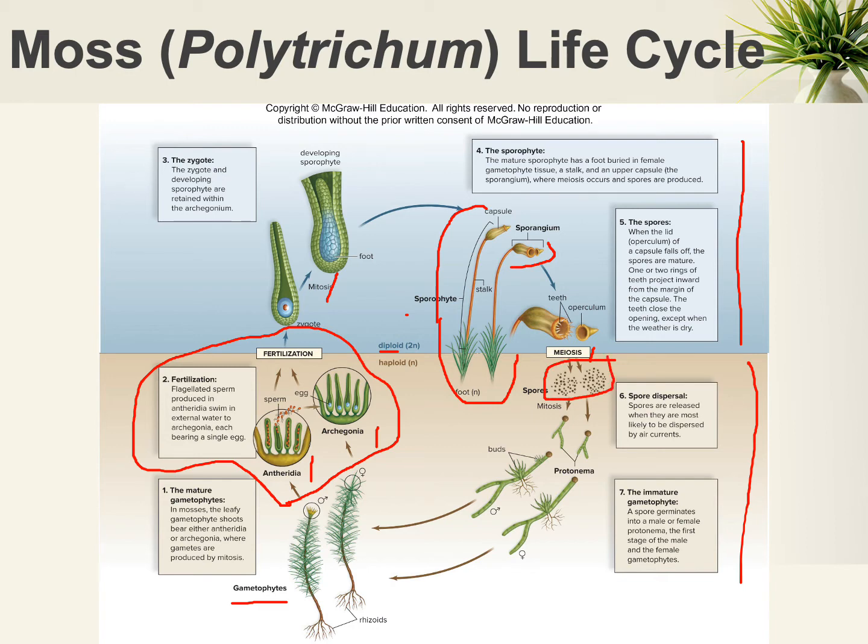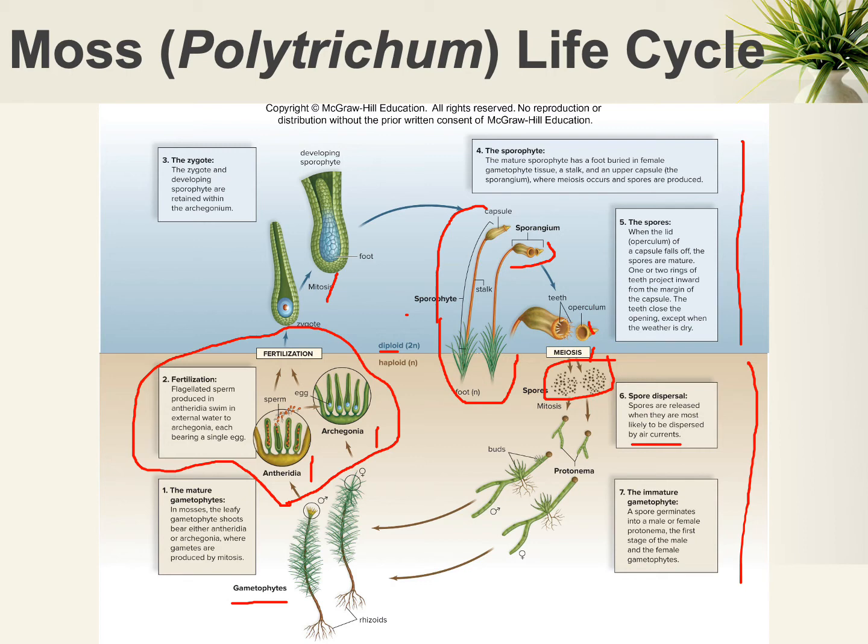So the spores mature when the lid, which is the operculum of the capsule, falls off. One or two rings of teeth project inwards from the margin of the capsule. Then the teeth close the opening except when the weather is dry. So there is the spore dispersal next, where the spores are released when they are most likely to be dispersed by air. And then there comes the immature gametophyte.